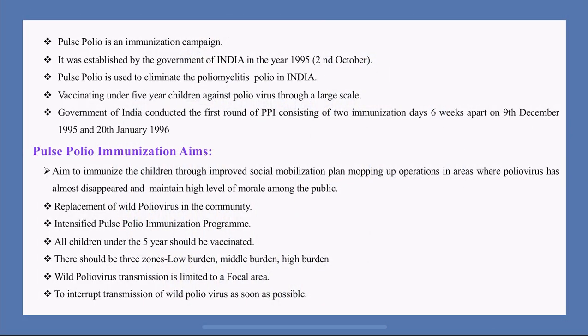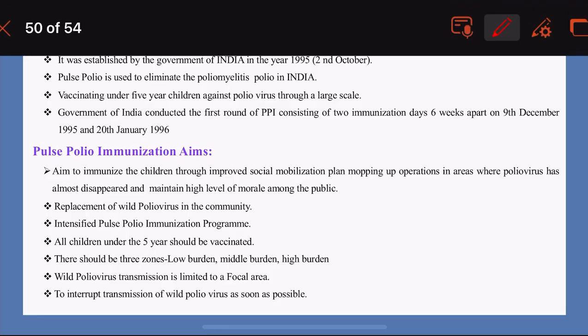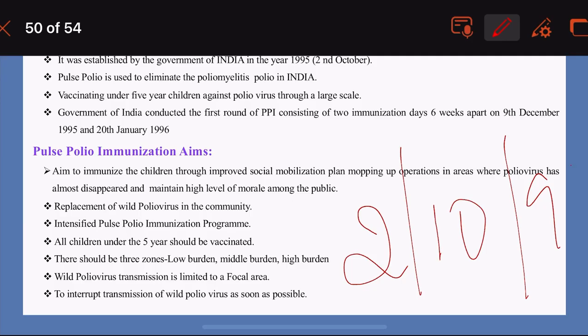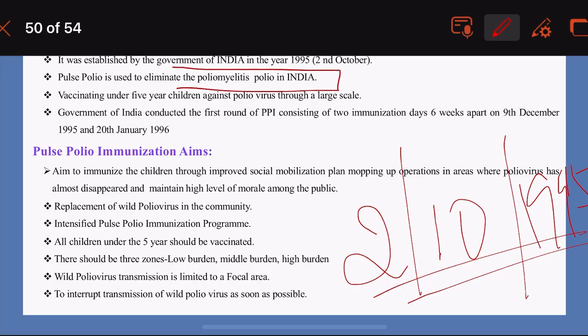So we see about the pulse polio. Pulse polio is an immunization campaign. The pulse polio immunization campaign was established by the government of India on the 2nd of October 1995. The pulse polio immunization program was initiated to eliminate poliomyelitis, polio, in India.